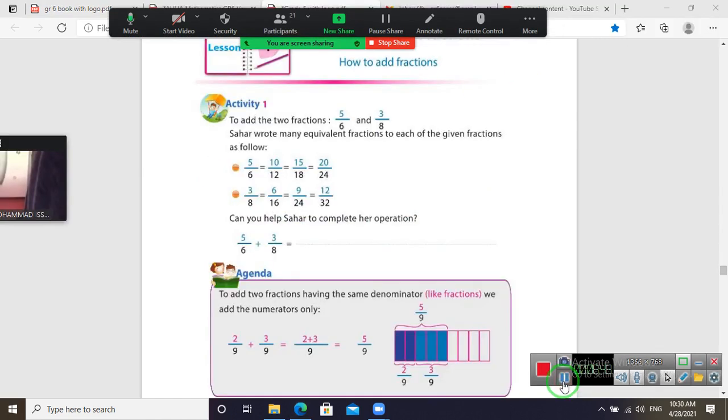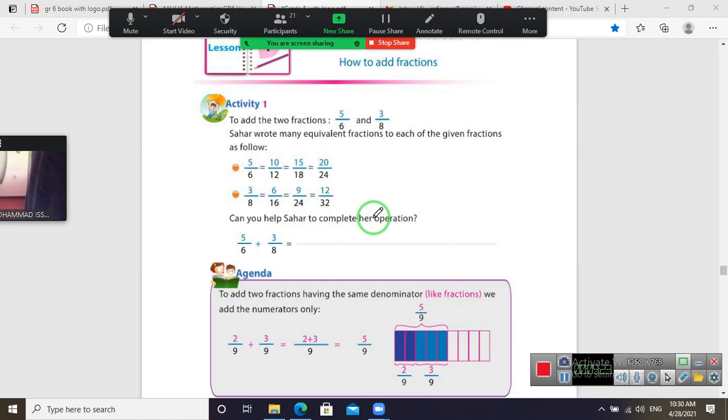Now we want to learn how to add 2 fractions: 5 over 6 and 3 over 8. Sahar wrote many equivalent fractions to each of the given fractions as follows. For 5 over 6, she wrote equivalent fractions. First she multiplied by 2, by 3, by 4, and wrote the fractions. Then she wrote 3 over 8, and also multiplied by 2, 3, 4. Can you help Sahar to complete her operation?